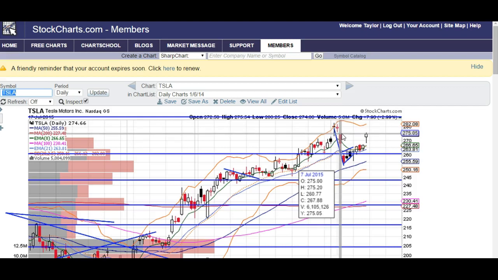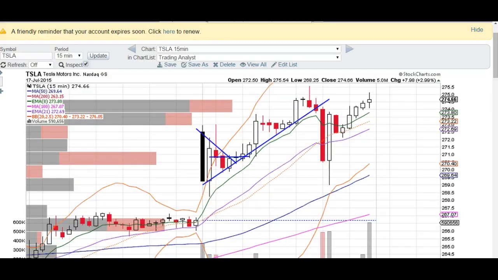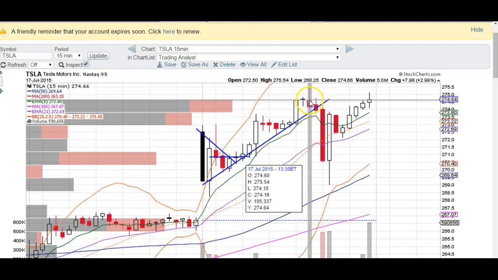Okay, so that's the trade that we were looking for. We were looking for a break over the 275 mark before the news announcement. We didn't want to risk being in the trade during the news announcement, so we got out on this candle right here.